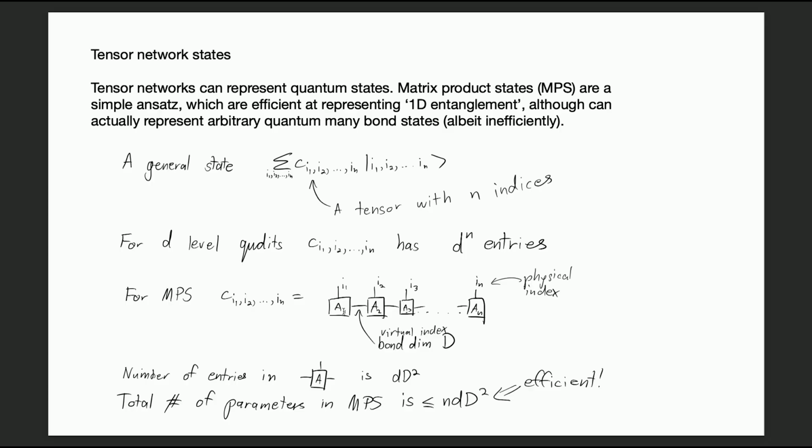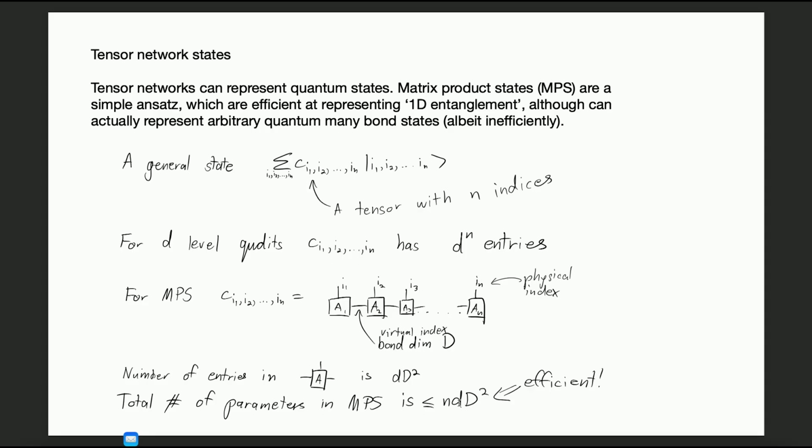And so the total number of parameters to describe this entire state is going to be upper bounded by n times d squared. So you have a number of parameters that scales only linearly with the system size, as opposed to exponentially for describing a general state, a general coefficient tensor.